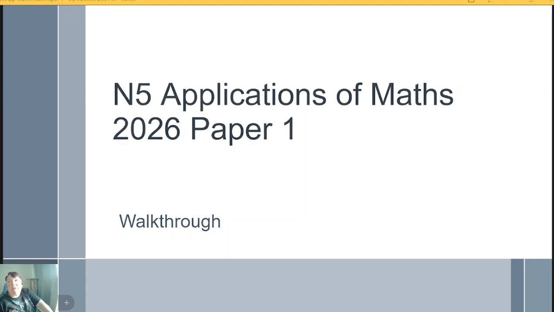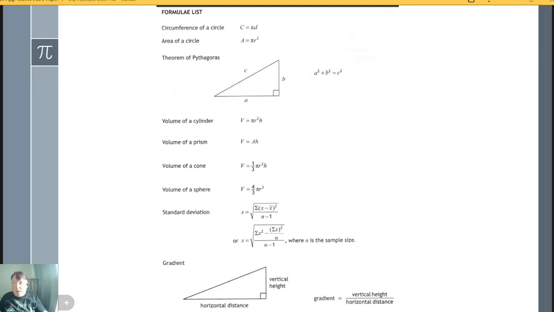Welcome to my Nat 5 Applications of Maths 2026 Paper 1 walkthrough. In this paper, we're going to look through all 13 questions and have a little go at looking out where the points may have come from.